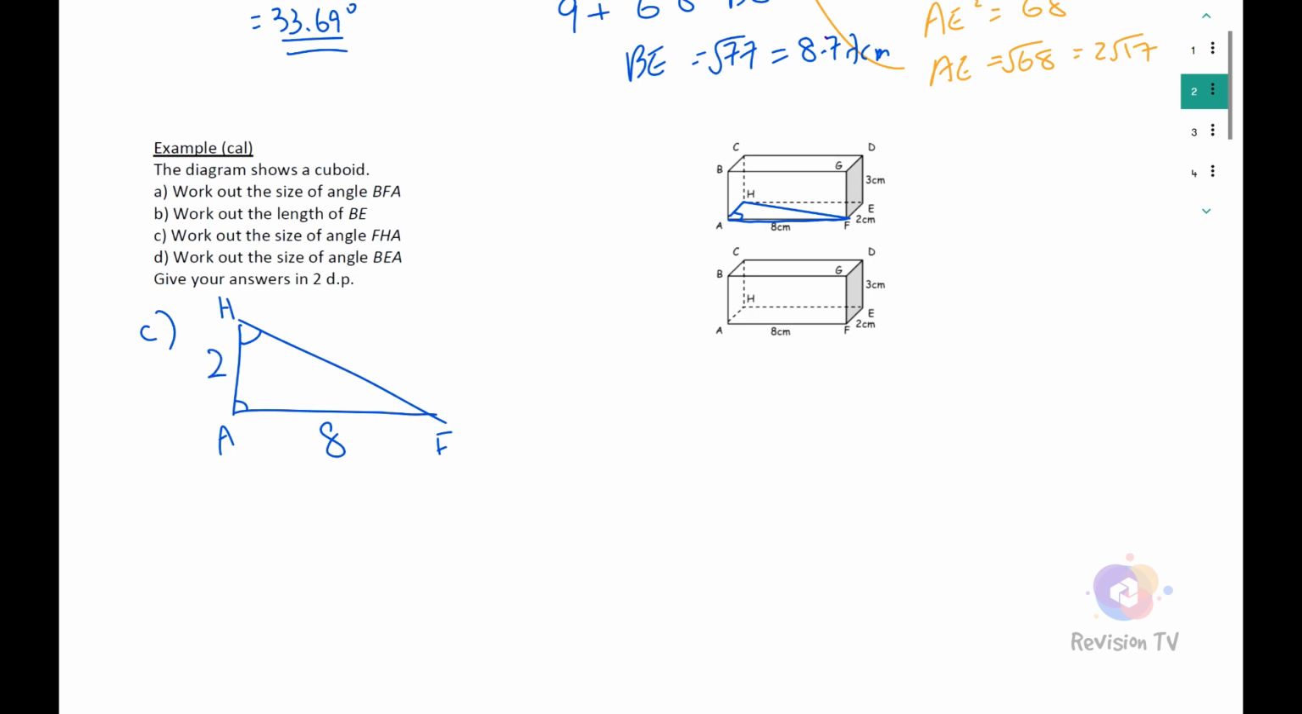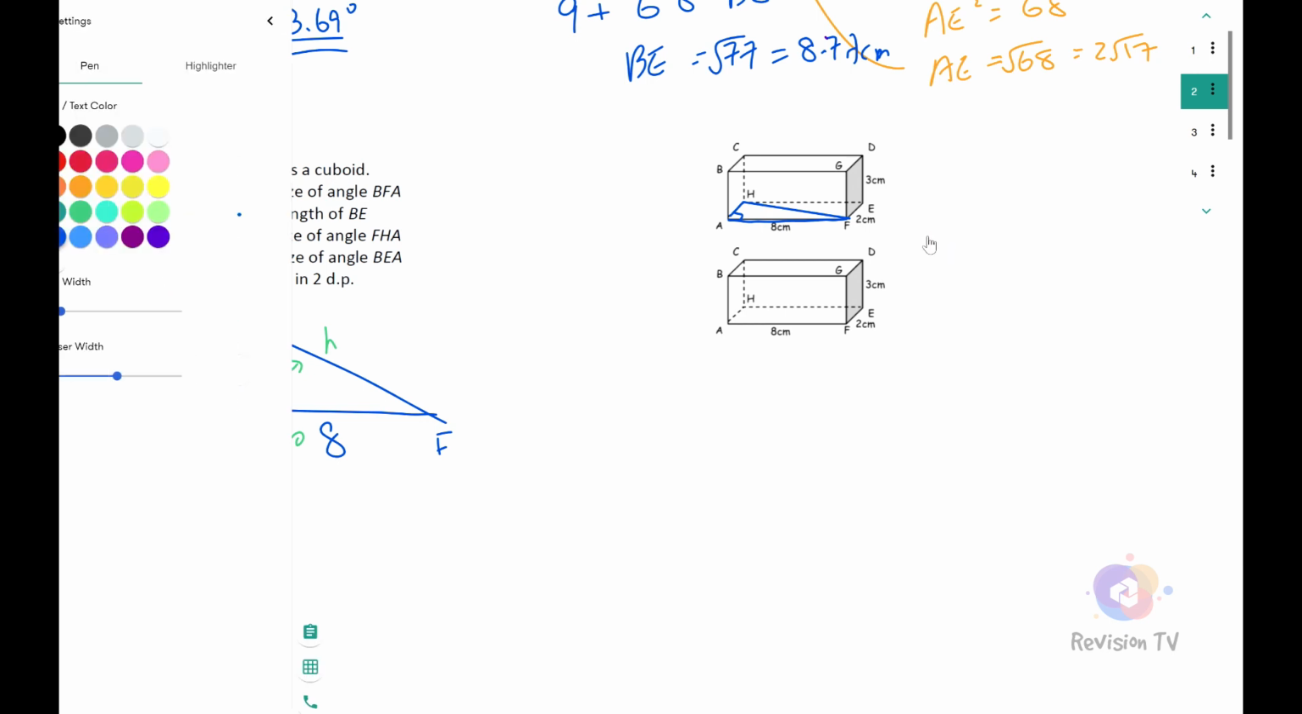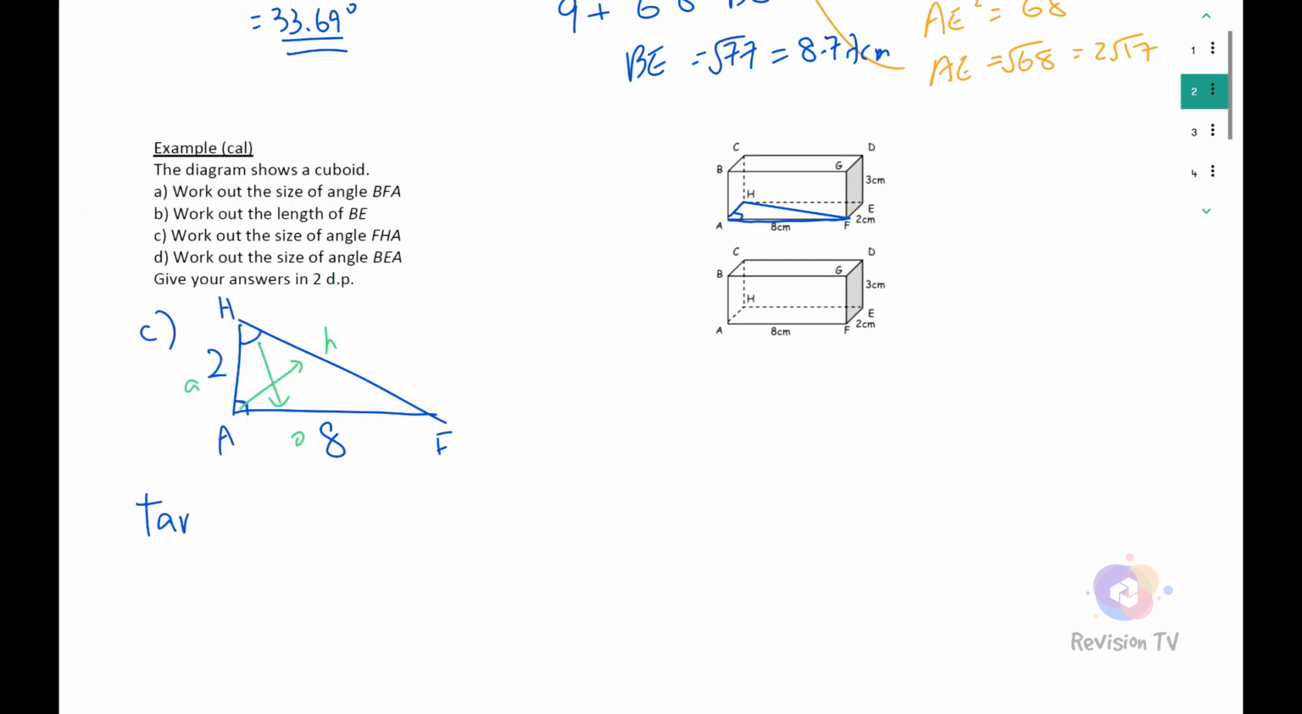Okay, so to work out the angle, that's a right angle, sorry. So that's your opposite, that's your hypotenuse, that's your adjacent. So opposite and adjacent is calling for tan. So tan angle FHA equals opposite over adjacent. So angle FHA equals inverse tan of 8 over 2. Plug it in the calculator, you get the answer 75.96 degrees to 2 decimal places.